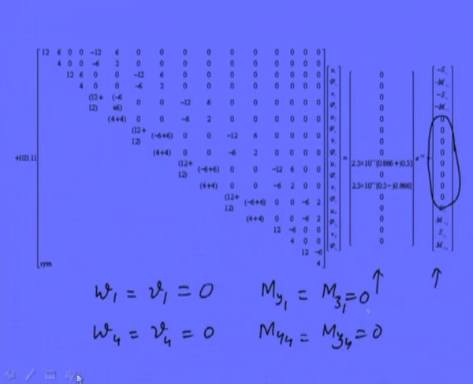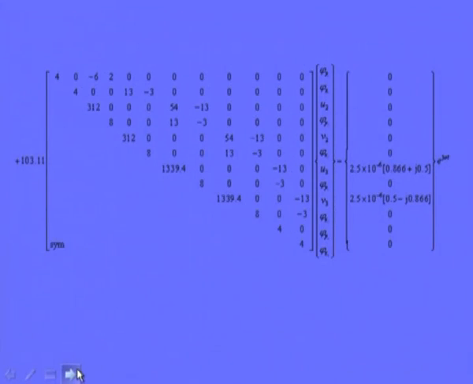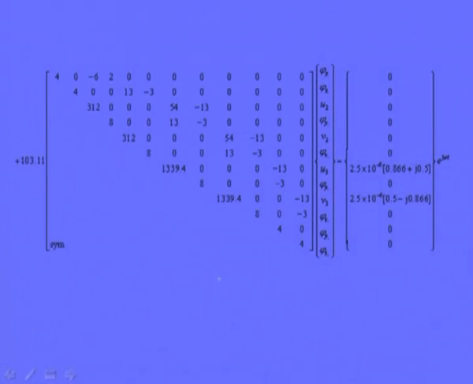So, if we apply these boundary conditions here, this is the reduced form of the equation. Once we apply the boundary condition, the system equation will get reduced. I am showing only the stiffness matrix, how it looks. So, this is the stiffness matrix in the reduced form. Similarly, we can have the reduction in the mass matrix. This is the external force.